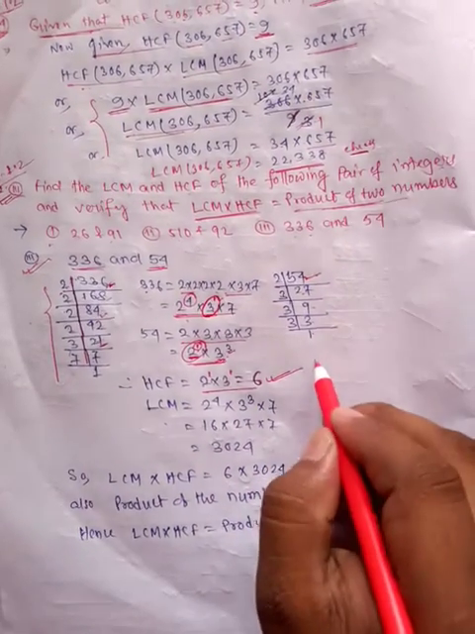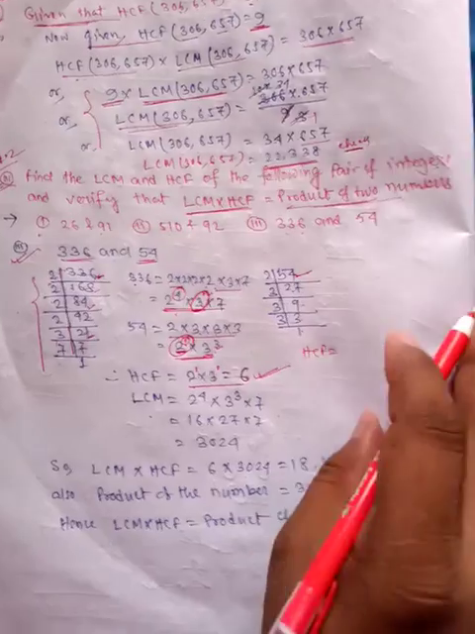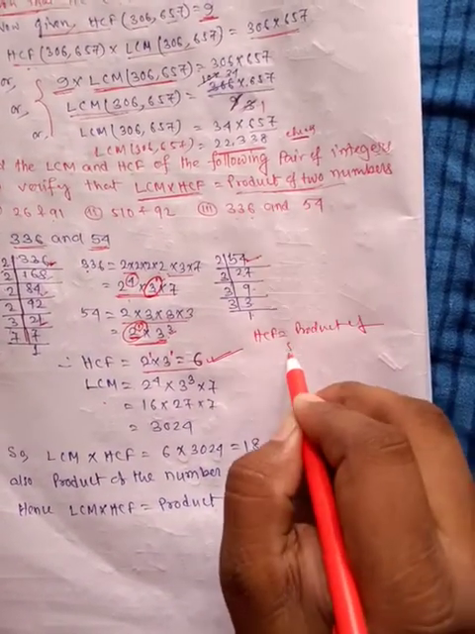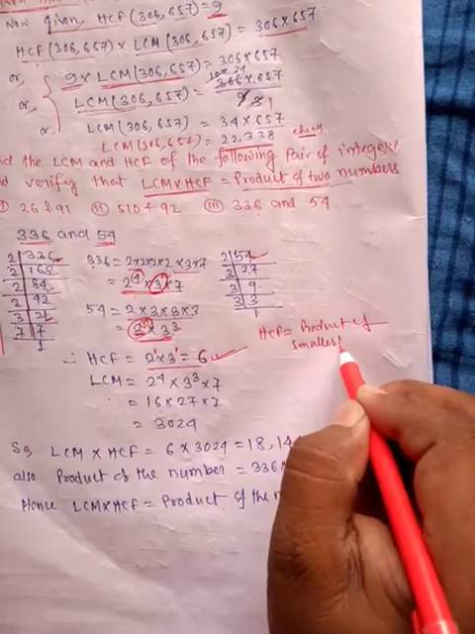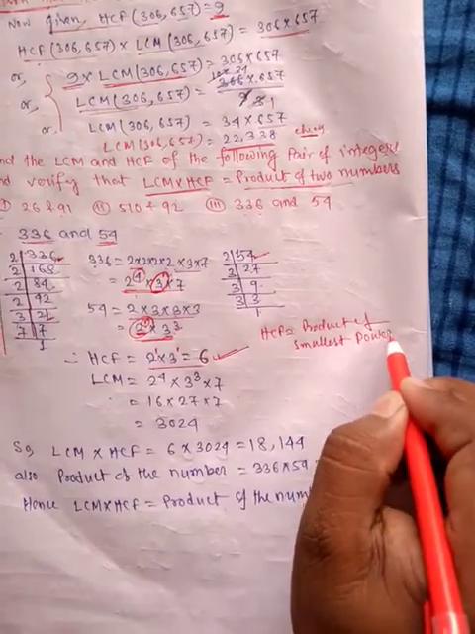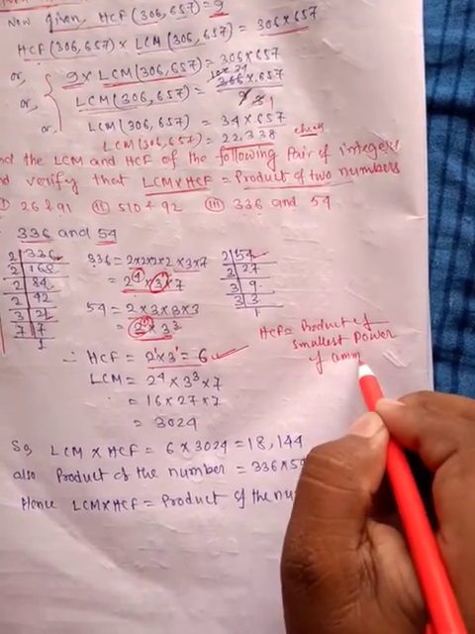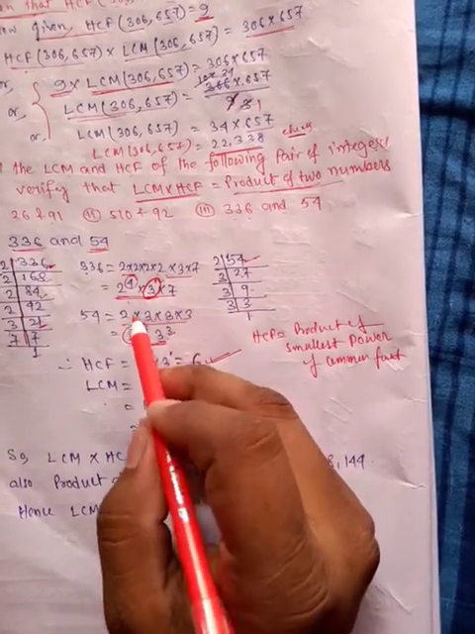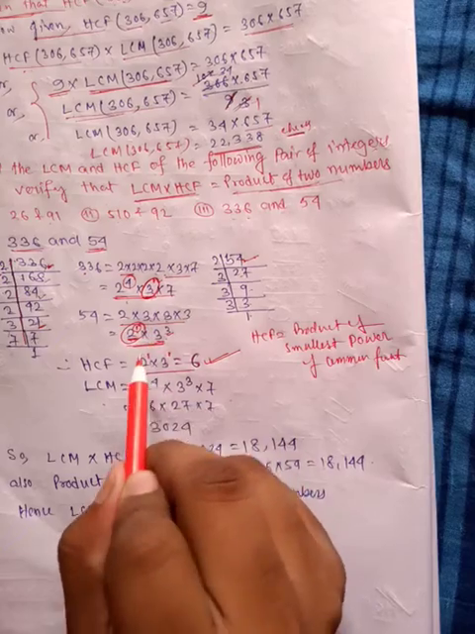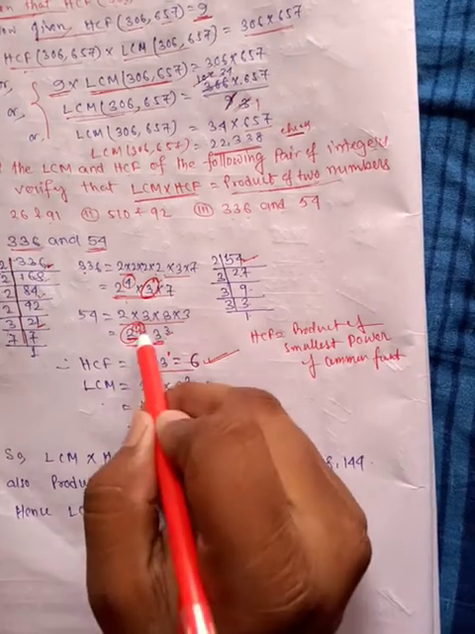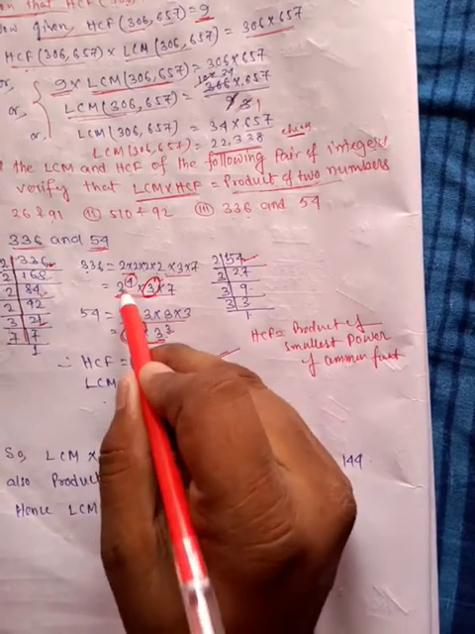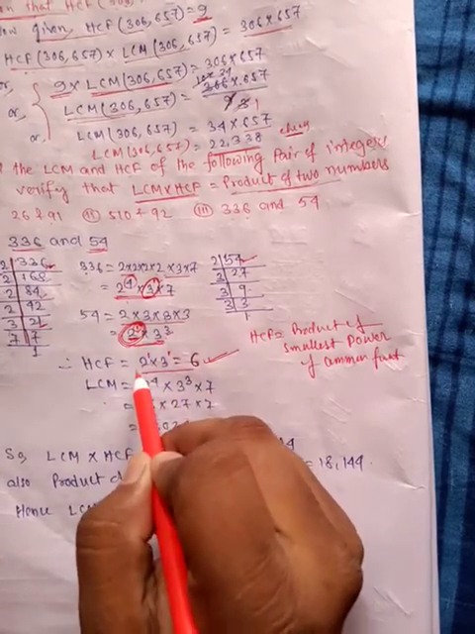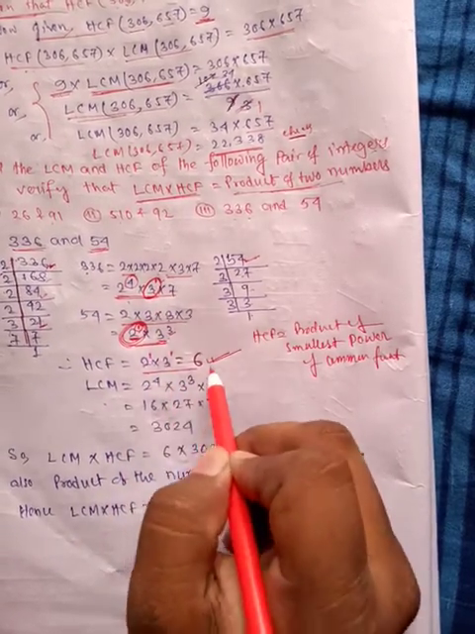And so for HCF, product of the smallest power of common factors. Understood? কমন ফ্যাক্টর যেগুলো রয়েছে তাদের মধ্যে যার পাওয়ারগুলো ছোট রয়েছে, স্মলেস্ট পাওয়ার, সেইগুলোর মাল্টিপ্লিকেশন. Here 2 is a common factor, so its smallest power is 1, so the product of 2 and 3 is 6.